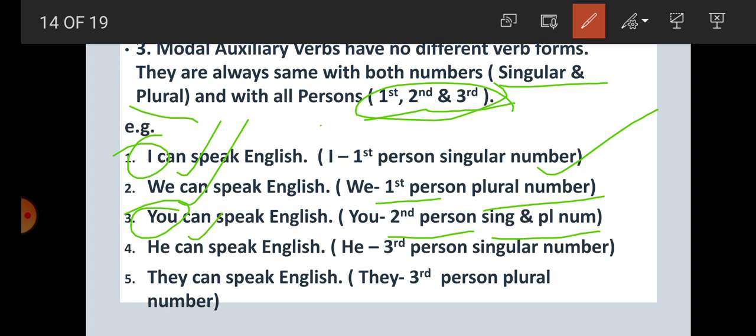But even so, can is used. He can speak English. What is he, student? Third person singular number, but can is used. They can speak English. Here, student, can is used with they. What is they? Third person plural number. So we have got here that it doesn't matter what the subject is. Modal auxiliary verbs have no different verb form. They are always the same with any subject, whether it is first person, second person, third person, or whether it is singular number or plural number.